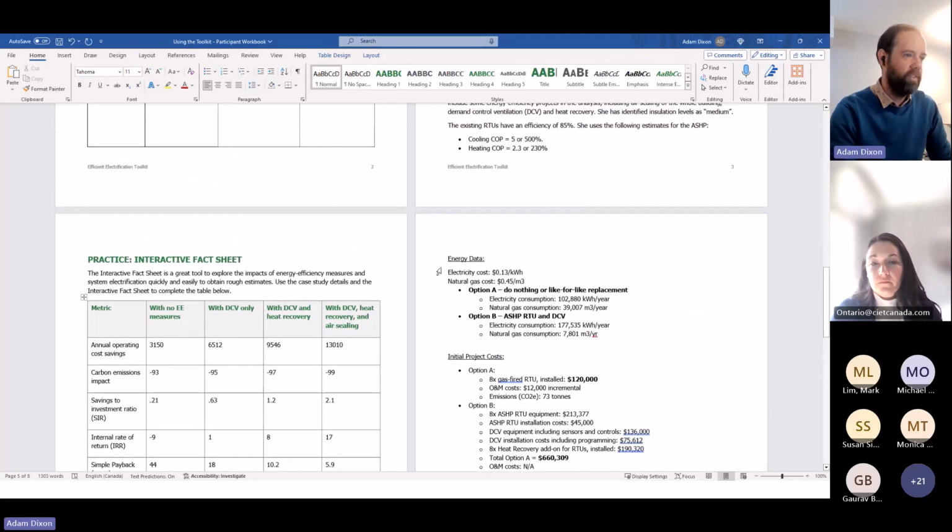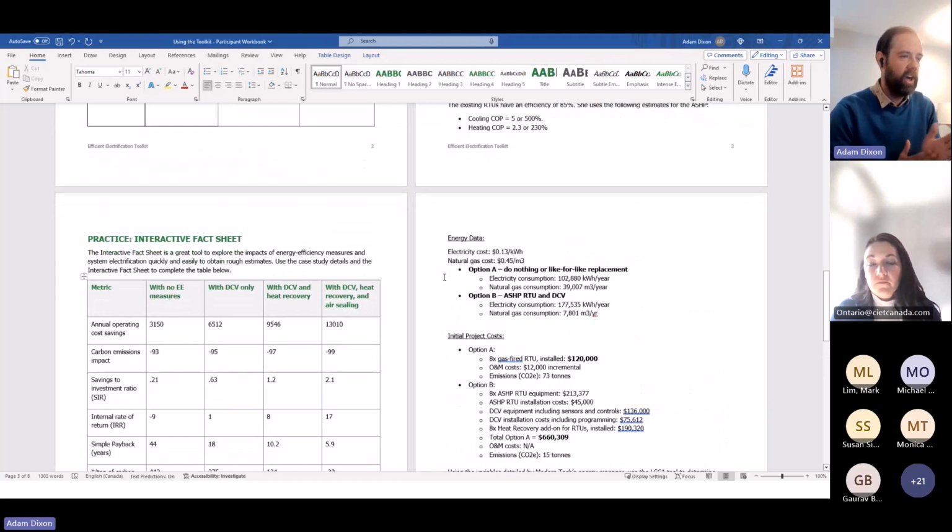So here we have some energy data. We know our electricity cost is 13 cents a kilowatt hour. We have our natural gas cost at 45 cents a kilowatt hour, which is, I'd say, fairly representative of what most people pay in Ontario. So we have option A. This sheet allows us to explore the differences between two options. There is a sheet available that does three. If you want access to compare options A, B, and C, reach out to that help desk and we will send you an additional sheet that has three scenarios in there as well.